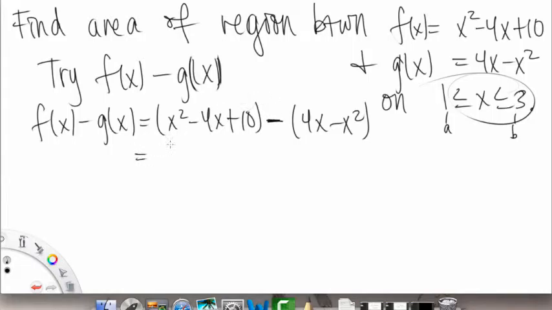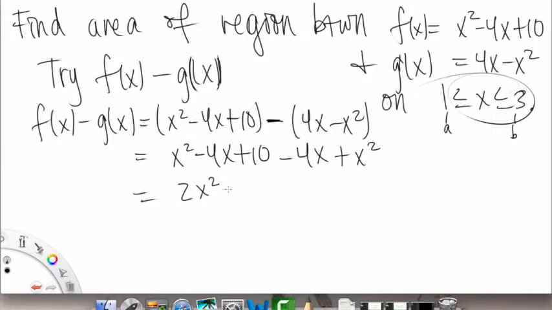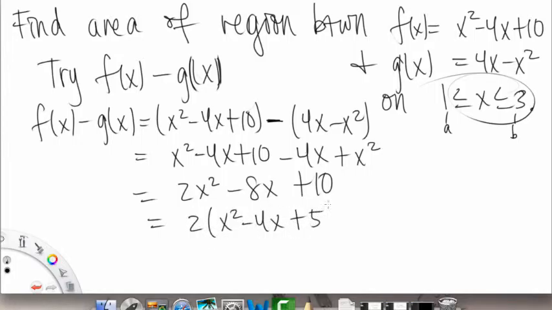As we continue here, we get x squared minus 4x plus 10. When we distribute that negative, we get minus 4x plus an x squared. So that turns out to be a positive 2x squared minus 8x plus 10. If we factor out a 2, we get 2 times x squared minus 4x plus 5. This is our f of x minus g of x.